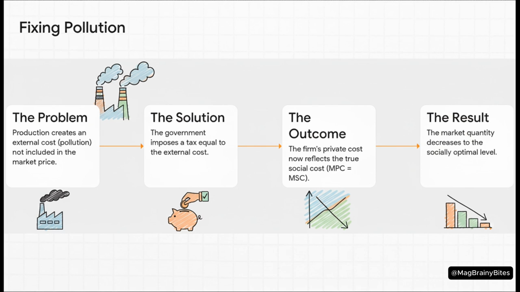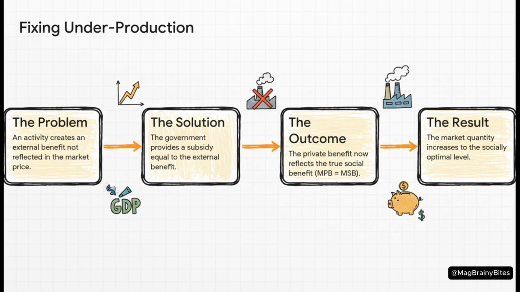Well, a common solution is for the government to step in and say, okay, for every unit you produce, you have to pay a tax that's equal to the cost of the pollution damage. This forces the factory to internalize that cost. Suddenly, their private cost matches the true social cost. And what happens? The price now reflects the real damage, and the market, on its own, adjusts and produces less. Pretty smart, right?